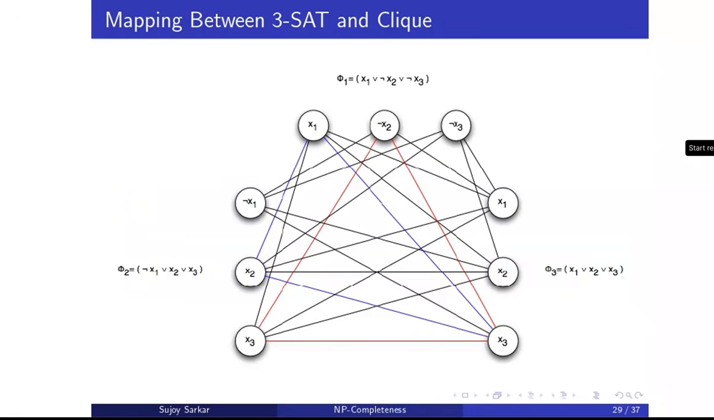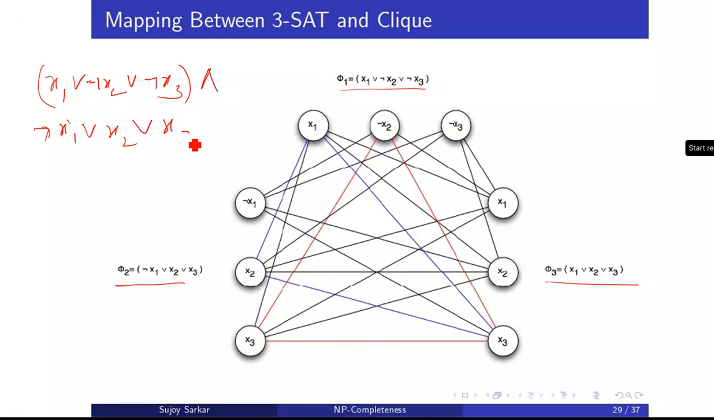So let's look at an example. In this example you can see what the formula is. We have a total of 3 clauses, right? The formula is: (x1 or not x2 or not x3) and (not x1 or x2 or x3) and (x1 or x2 or x3). Okay, so this is the 3-SAT formula. We are asking, is it satisfiable or not?